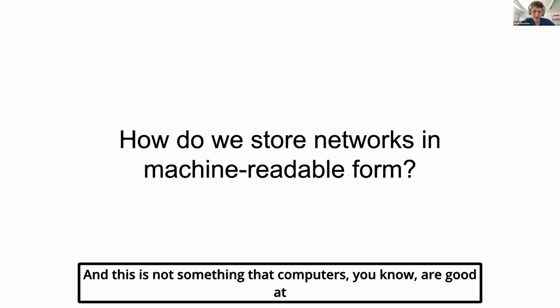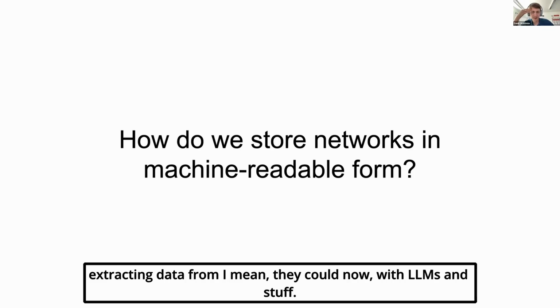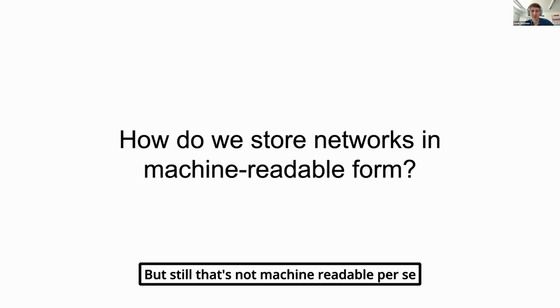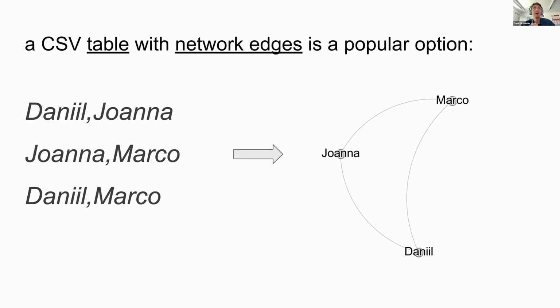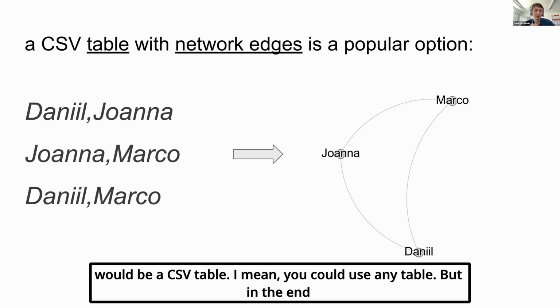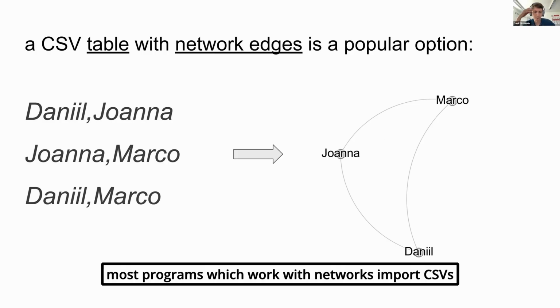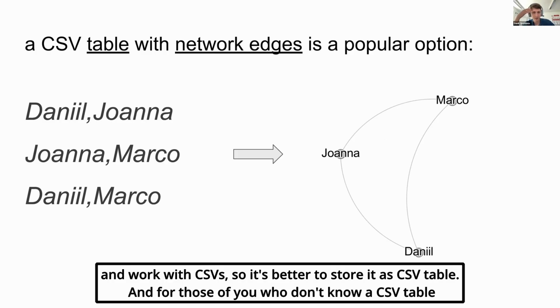And this is not something that computers are good at extracting data from. I mean, they could now with LLMs and stuff, but still, that's not machine readable per se. A very common, popular and simple option to do that in a proper machine readable format would be a CSV table. You could use any table, but most programs which work with networks import CSV and work with CSV, so it's better to store it as a CSV table.